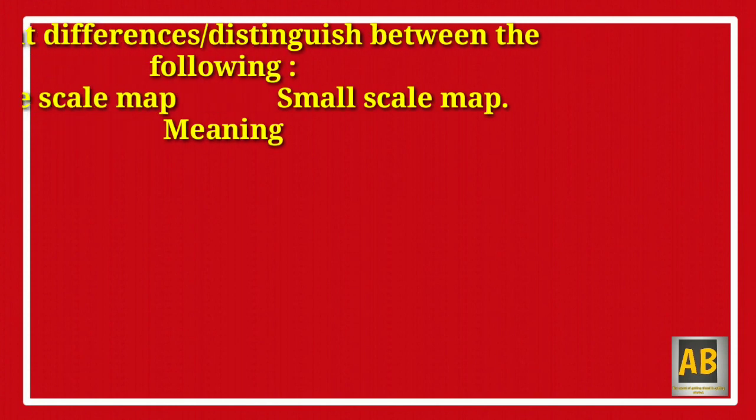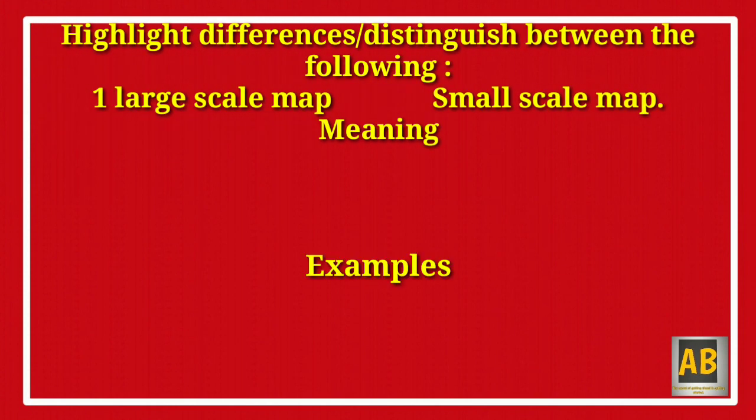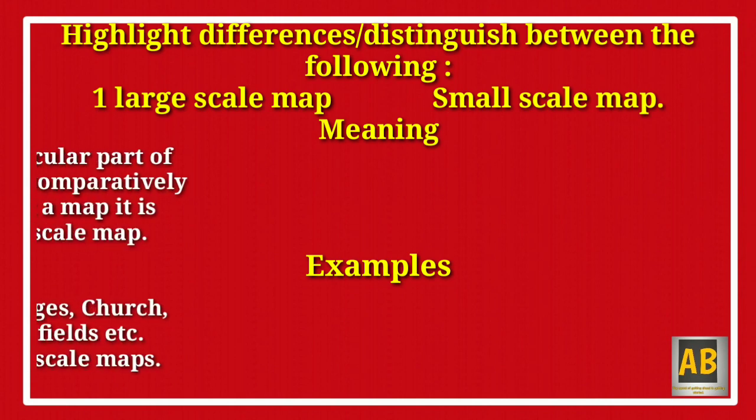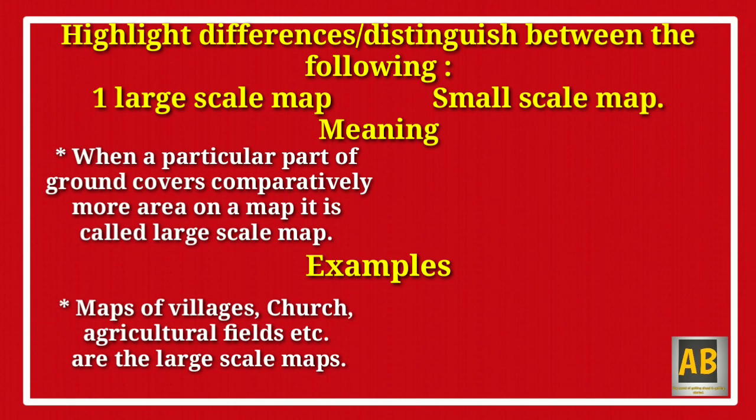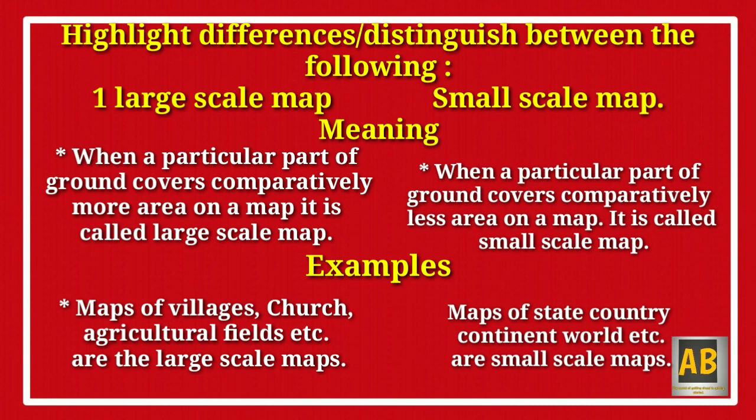Let's move on to the next question. Highlight differences between the following: large scale map and small scale map. Meaning: when a particular part of ground covers comparatively more area on a map, it is called a large scale map. When a particular part of ground covers comparatively less area on a map, it is called small scale map.